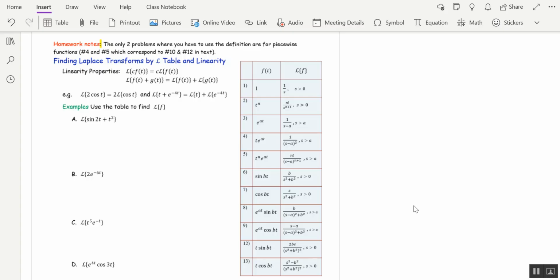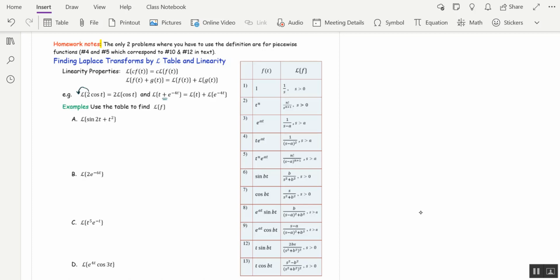All right, let's practice using the table. The only thing you need to know in order to use the table is that the Laplace transform is linear, and that means constants can come out of Laplace transforms, and Laplace transforms distribute over sums and differences of functions. There are two examples right there.